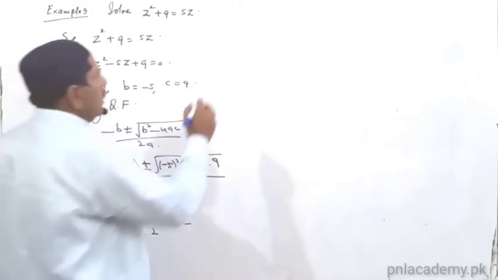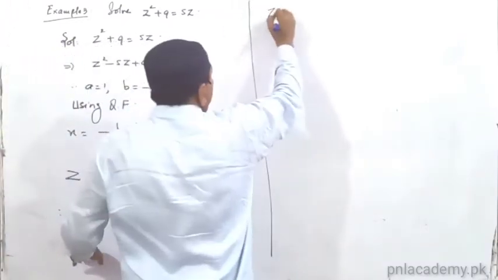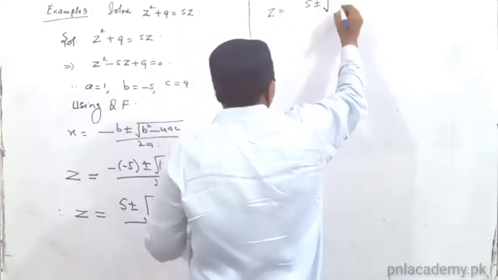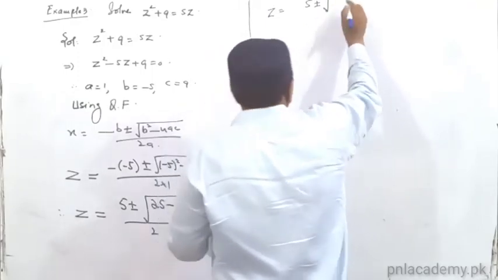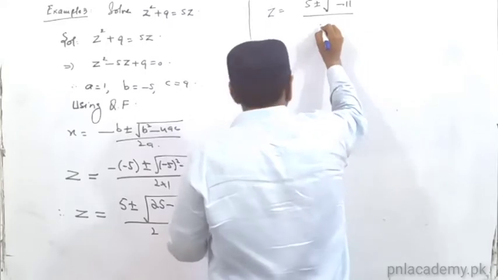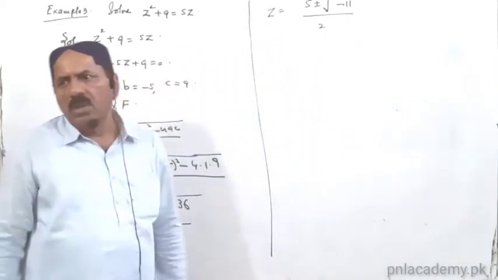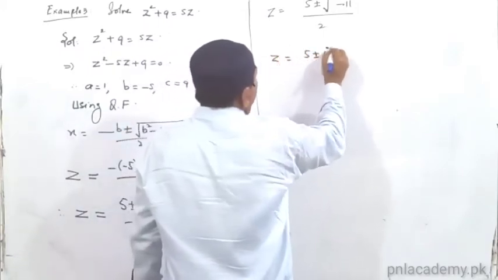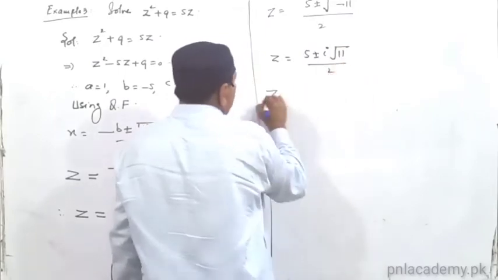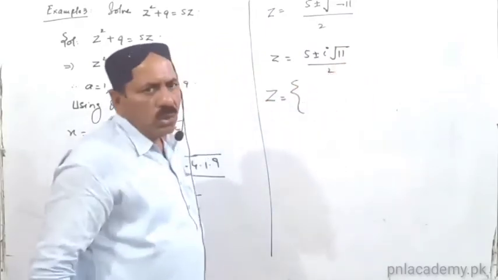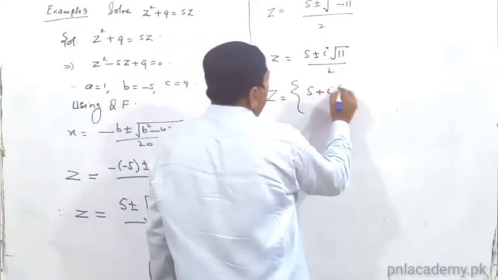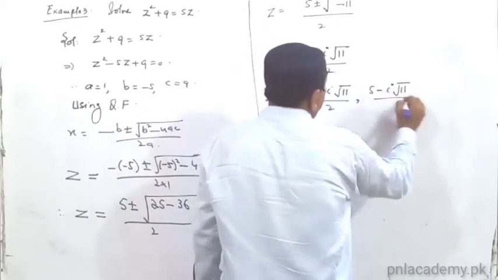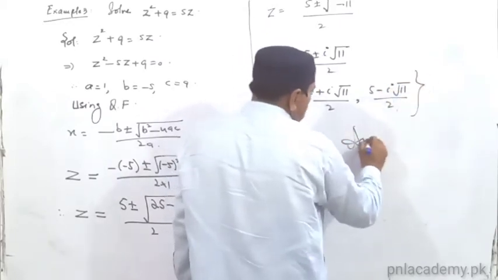This will be the value of z is equal to 5 plus minus radical 25 minus 36, which is minus 11, upon 2. So minus 11 is negative under the radical sign. So z is equal to 5 plus minus iota radical 11 upon 2. So the equation provides two roots, which are 5 plus iota radical 11 upon 2 and 5 minus iota radical 11 upon 2, which is the answer.